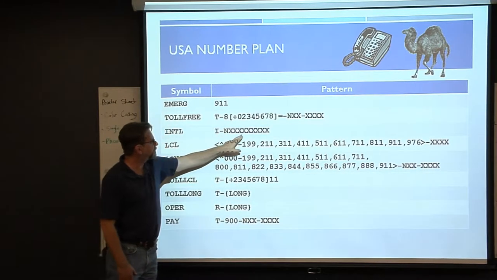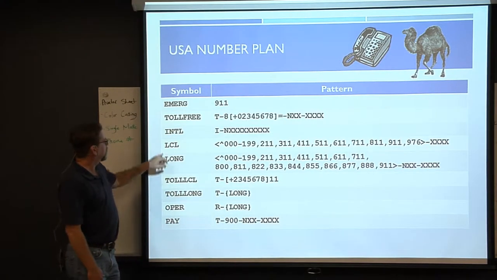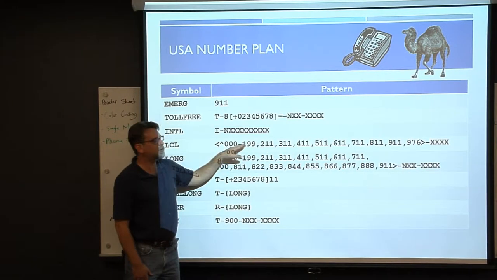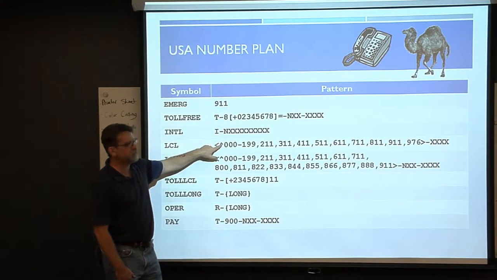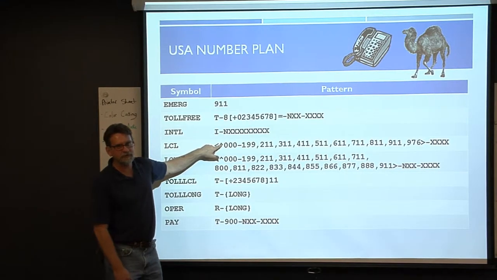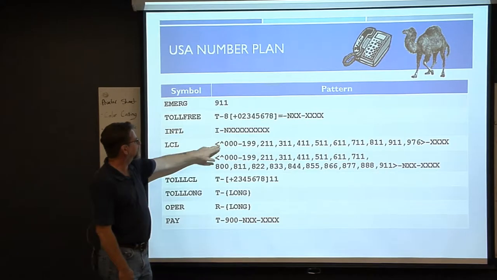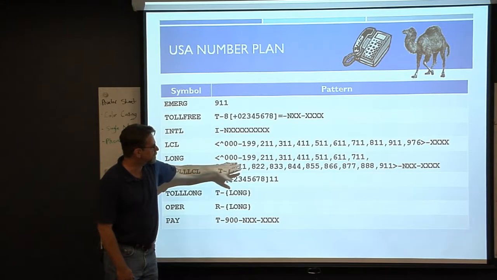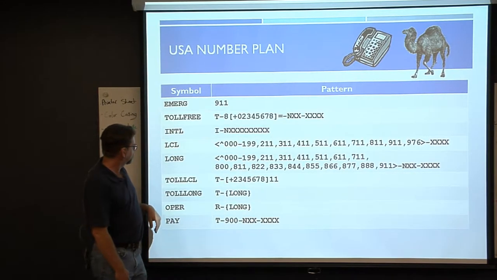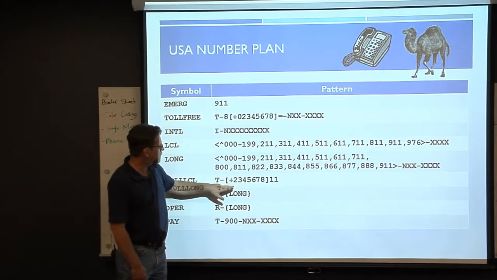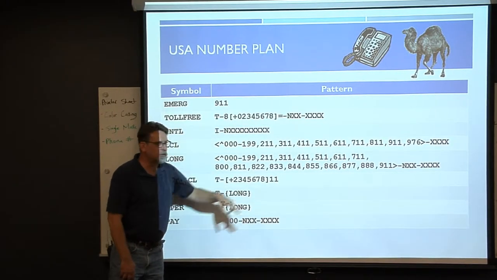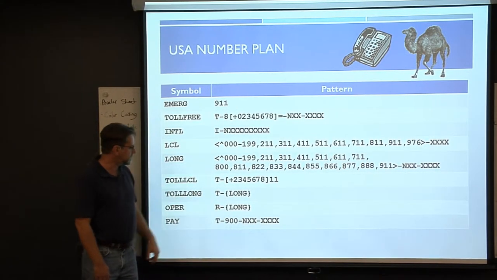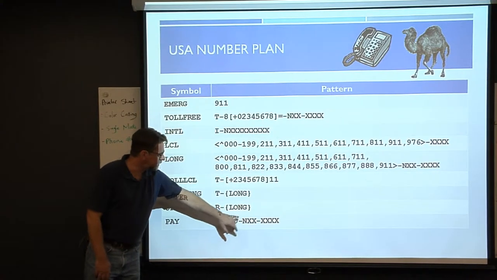International starts with an I, and then it's just a bunch of stuff. A local call could start with, the first three numbers could start with anything except for what's in this list here. This caret here is like Perl. I stole a lot of this from Perl, of course. So the caret means not any of those numbers. Long distance is not any of those three followed by your seven digits. A toll local is a toll digit followed by one of these and then 11. Then operator starts with an R symbol and then a long distance number, and then pay: toll digit, a 900, and then your seven digits.